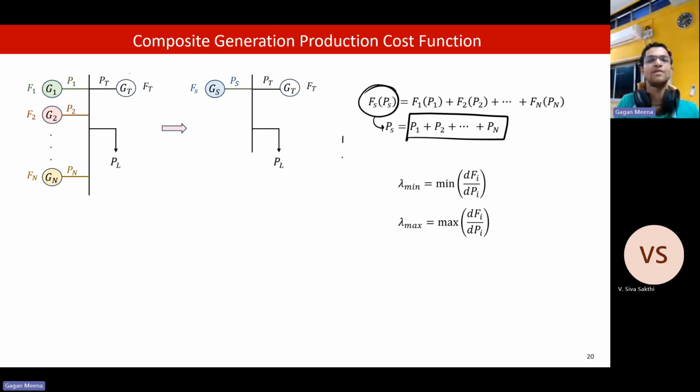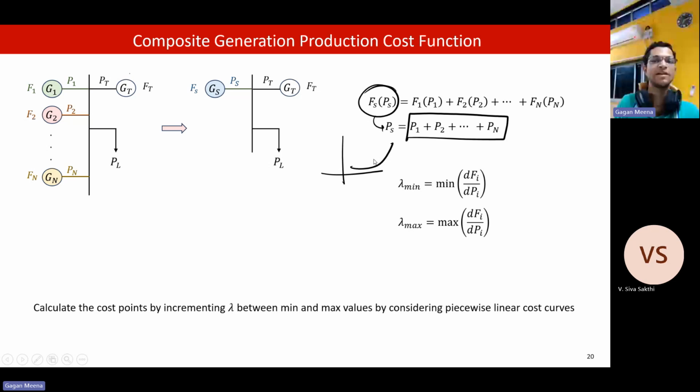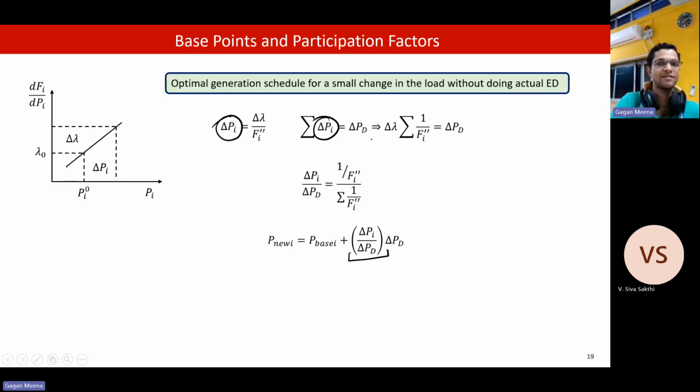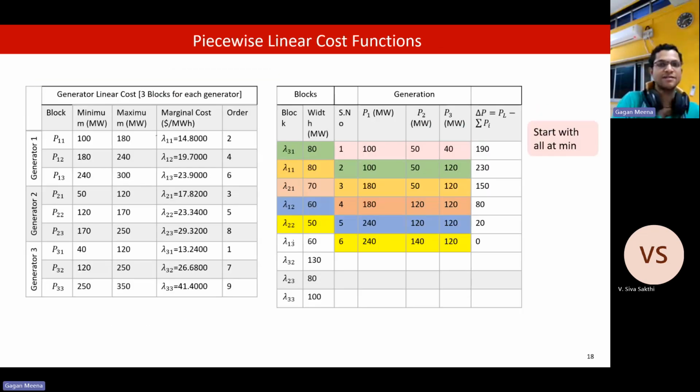But how to get that cost curve? What we can do is linearize each of these F1. What we have already seen is how to piecewise linearize the cost curve. We can piecewise linearize all these cost curves. That you can do. And then, just as we did here, we reorder, arranging in ascending order. This is one of the ways. This can be done easily.